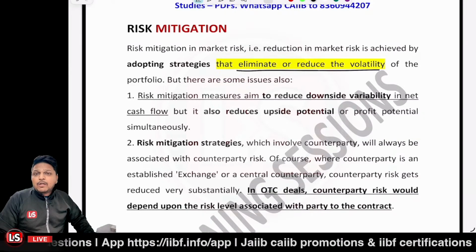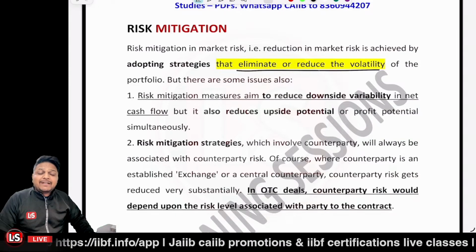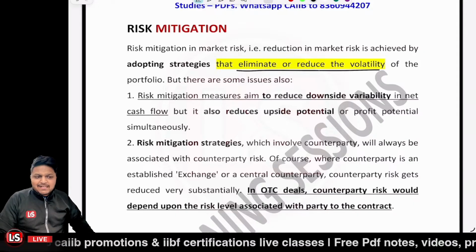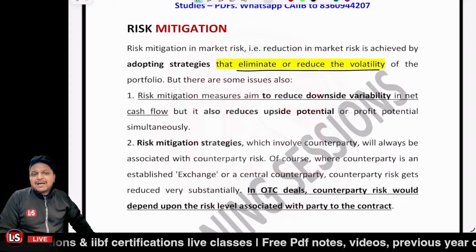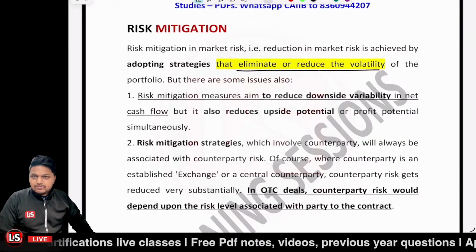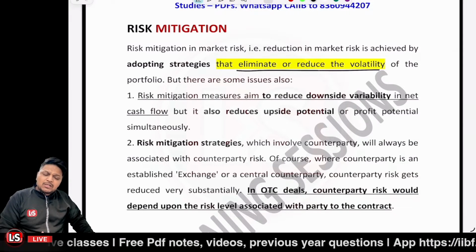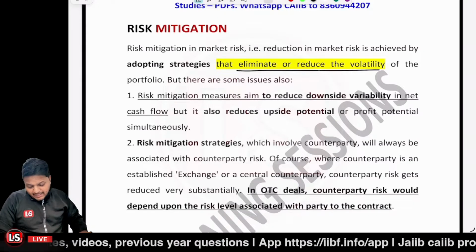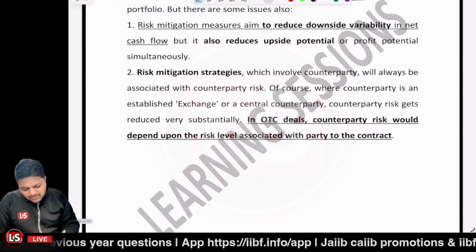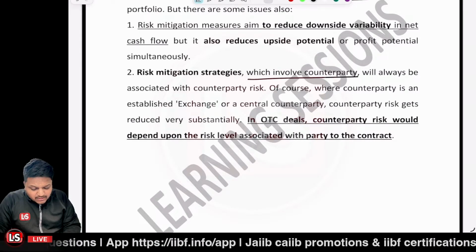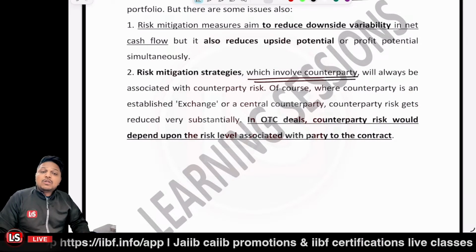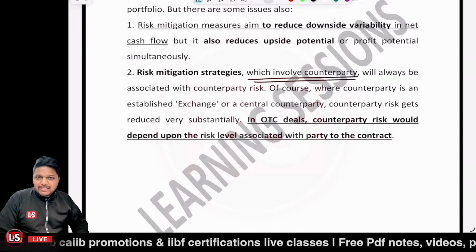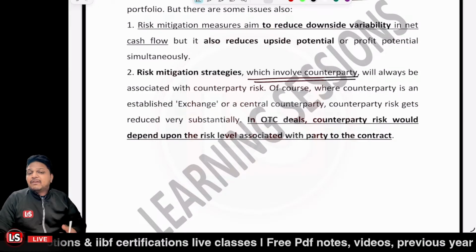The first strategy is related to reducing the downside potential or downside variability of the cash flow, right? But whenever we are trying to reduce the downside potential, as I just told you, in a way or another we are reducing the upside potential too. That's one thing. And further, risk mitigation strategies, wherever they involve a counterparty, definitely there can be counterparty risk also. Now, whenever we are having some mitigation strategy, let's say we purchased some derivative, right?